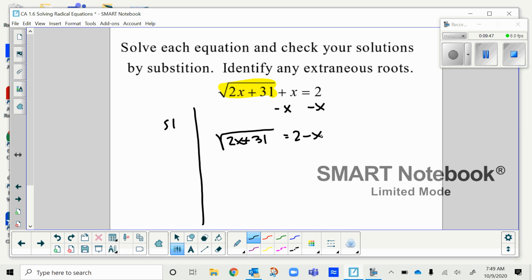And boom, it's already isolated, okay? Now, step 2 is to raise both sides to whatever power you need to get rid of the radical, right? To undo the radical. And you might be looking at the radical and thinking, oh, there's no number on the radical. Like the last one had a 3 for cube root. So how do I know what number goes here?